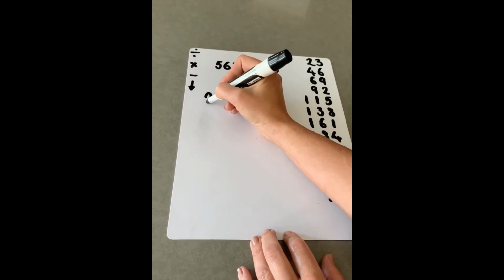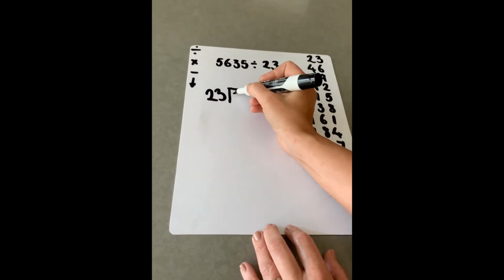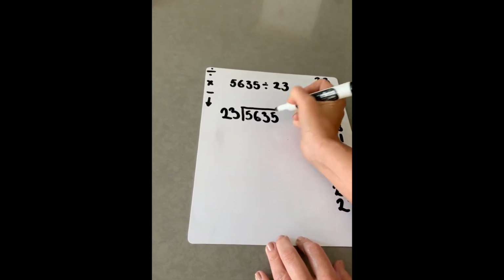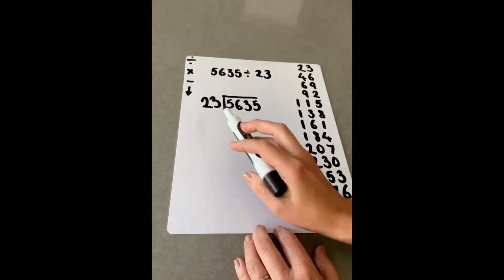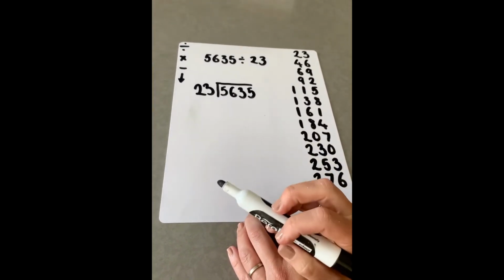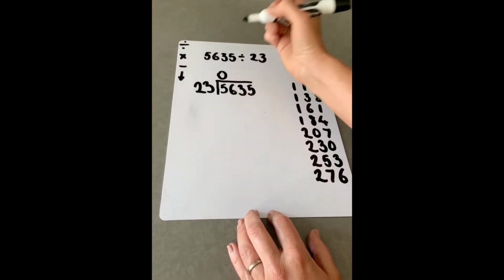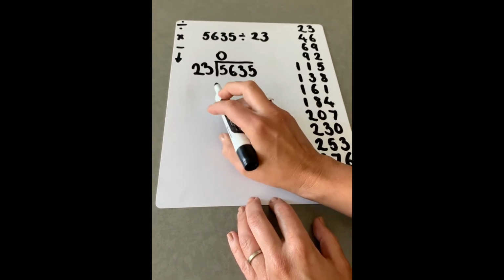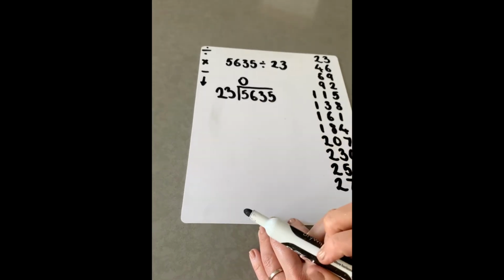Okay, so let me set it out. We're going to write 23, and we're going to divide that into 5,635. Now, starting as we would with a normal short division, I'm going to see how many times 23 goes into 5. I know it doesn't go, it's too big. So I'm going to put a 0 above the 5. Now I'm going to look at the next number, which is a 6, so that's 56. So how many times does 23 go into 56?